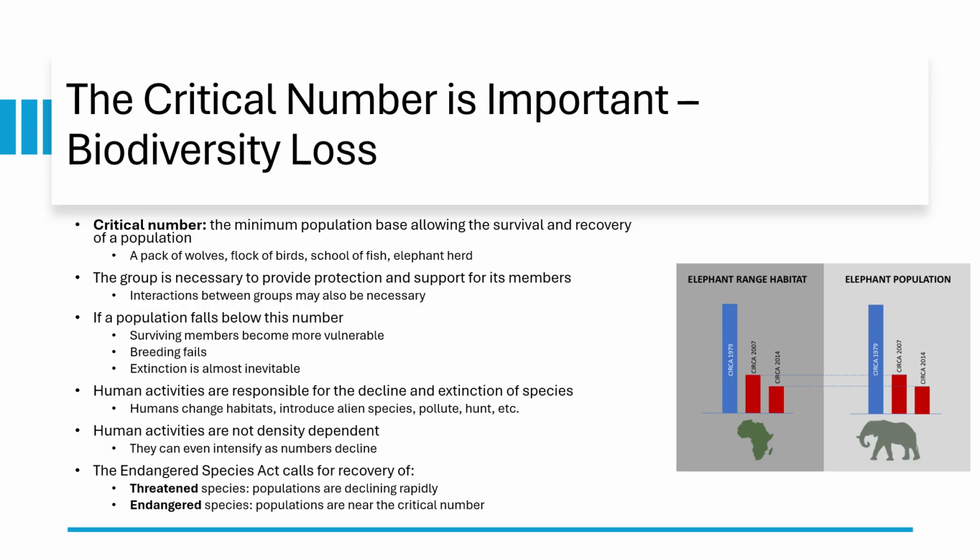So the Endangered Species Act, we talked about it last time when we discussed the IUCN. The goal of this act is to help the recovery of threatened species that we know have populations that are declining pretty rapidly, and then the endangered species. We know that these species are already very close to the critical number.